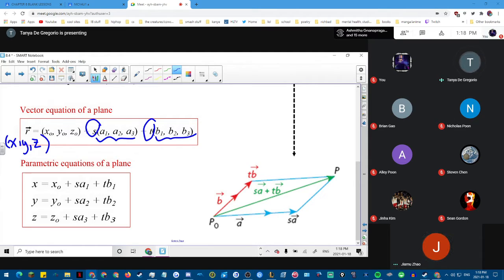Miss? Yeah. What if the two direction vectors are parallel? Then you can't define the plane. Okay, right? In order to define a plane, they can't be.